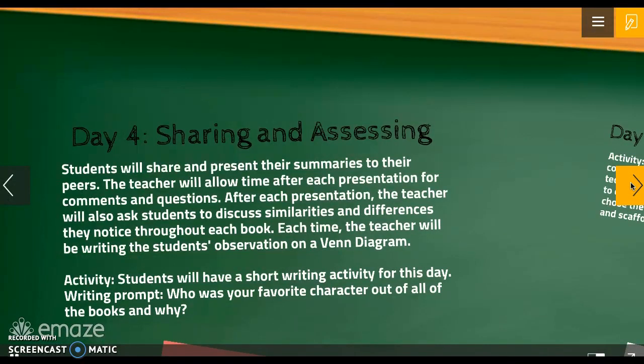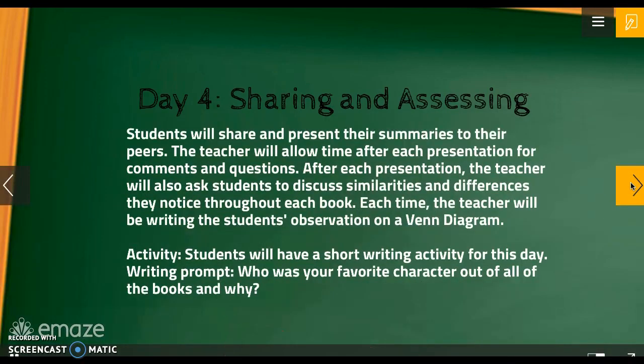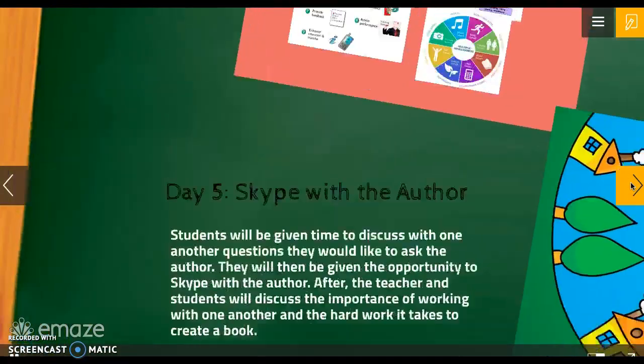Day 4, students will share and present their summaries to their peers. The teacher will allow time after each presentation for comments and questions. After each presentation, the teacher will also ask students to discuss similarities and differences they notice throughout each book. Each time, the teacher will be writing the students' observations on a Venn diagram. The activity will be students will have a short writing prompt. The writing prompt will be, who was your favorite character out of all of the books and why?